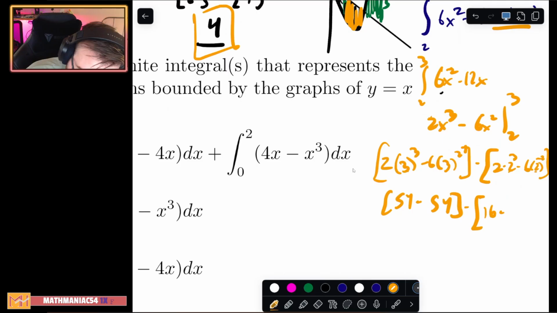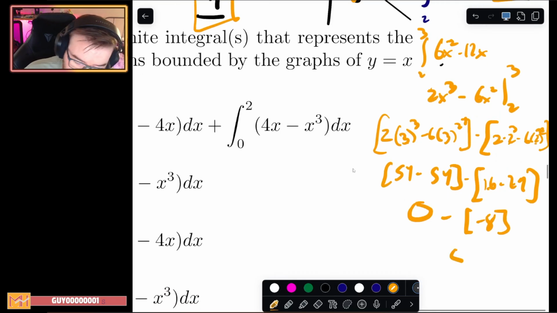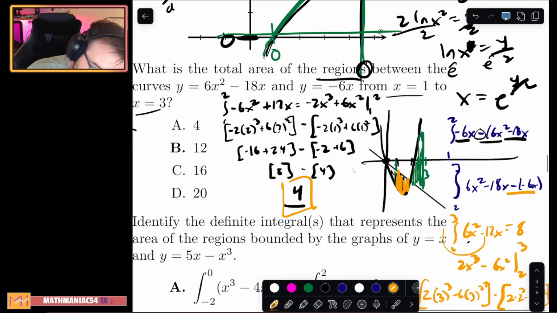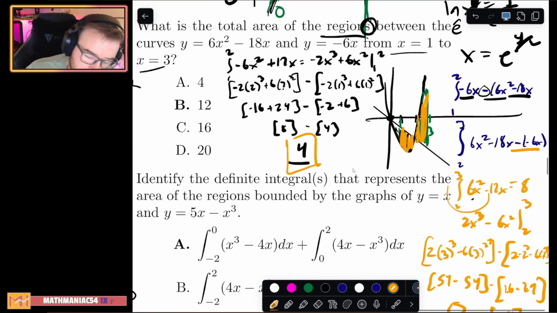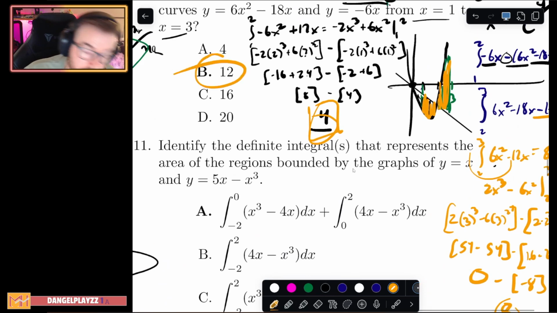Minus 2 squared, excuse me, 2 squared, which is 4, times 6, which is 24. So this is a 0, minus 16 minus 24 is negative 8, minus negative 8 is a positive 8. So this integral came out to 8. So that's this integral here. And so that first region plus the second region gave me 12.